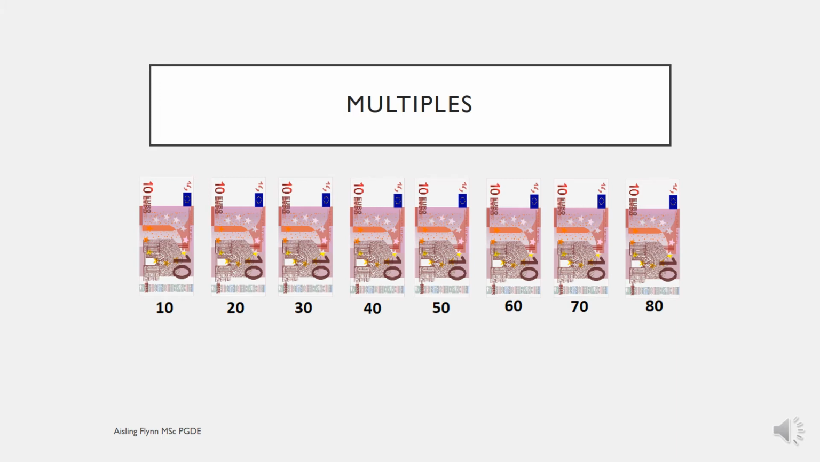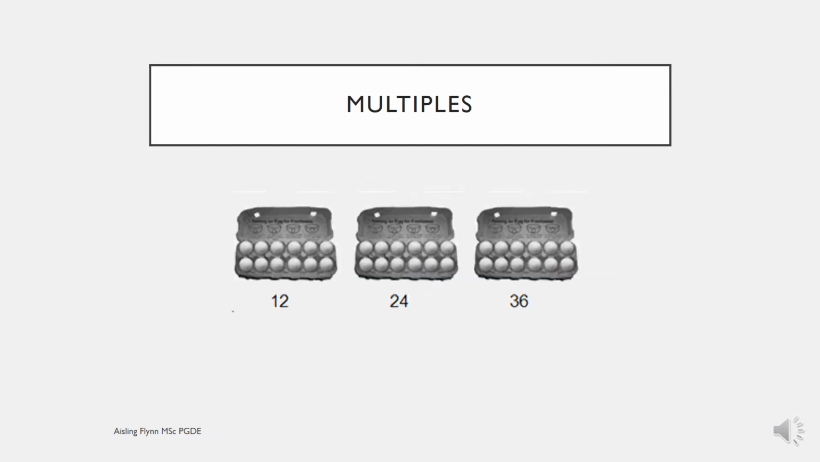We look at the multiples of 10. 1 10 makes 10. 2 10s makes 20 euros in this case. 3 10s makes 30. 4 makes 40. 5 makes 50. 6, 60. 7, 70. And 8, 80. The multiples of 10 are 10, 20, 30, 40, 50, 60, 70, 80, and so on. The multiples of 12 are 12, 24, 36, and so on.